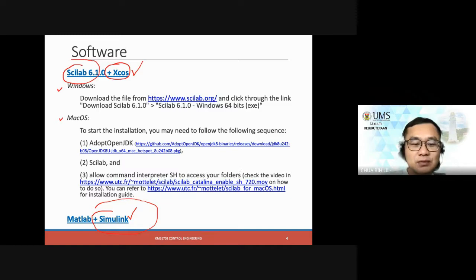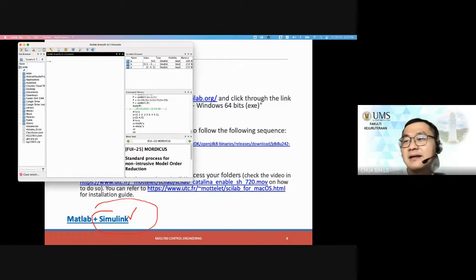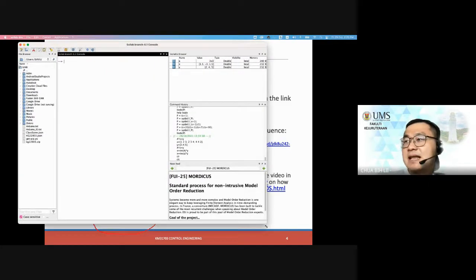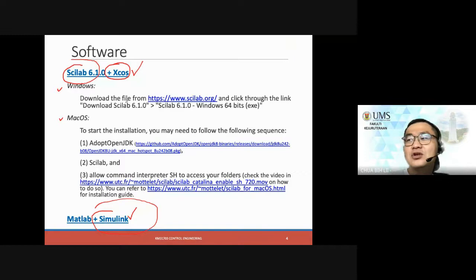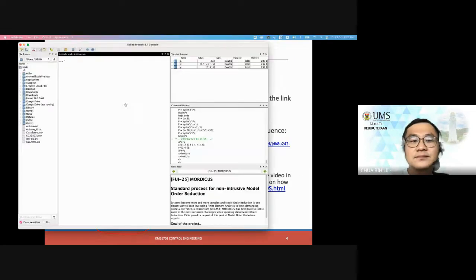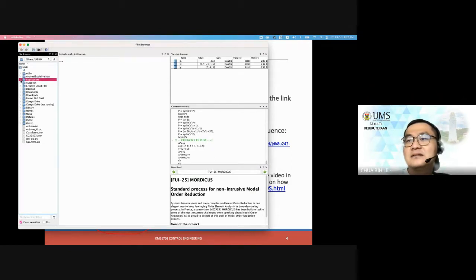Okay, so probably I'll just show you the interface, so that you can see it directly. So this is the Scilab interface. What I mean is that here you can see the folders in my computer inside the Scilab, right? That's why you may need to do this for Mac. But for Windows, you don't have this problem, so you can access it anywhere. You can see the folders from one point to another.